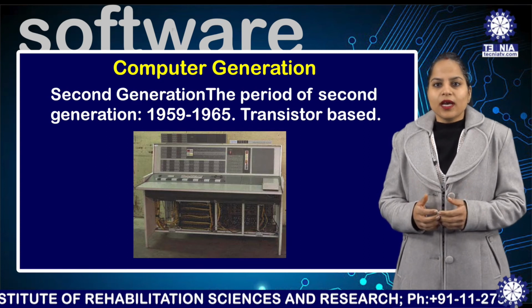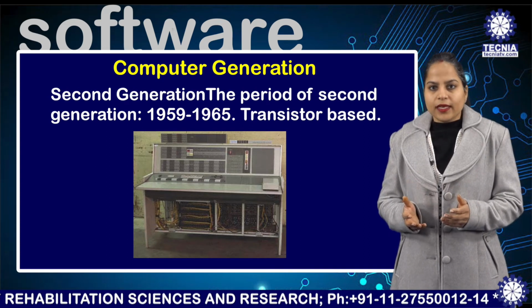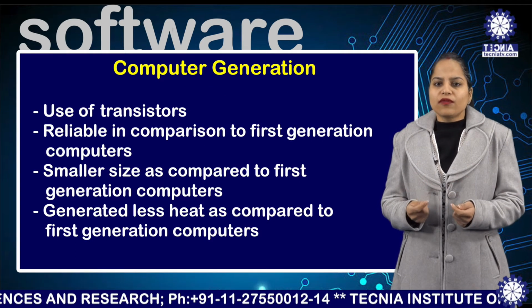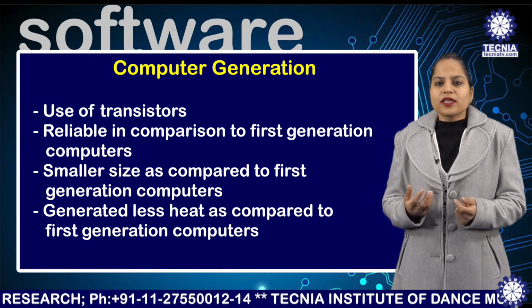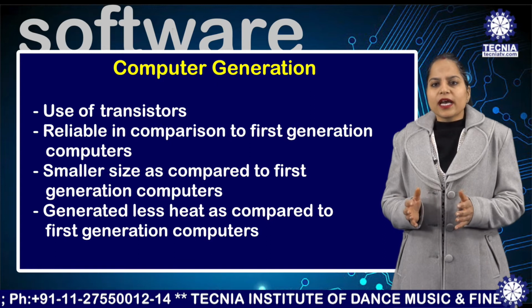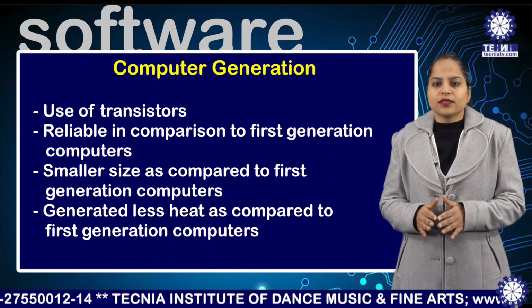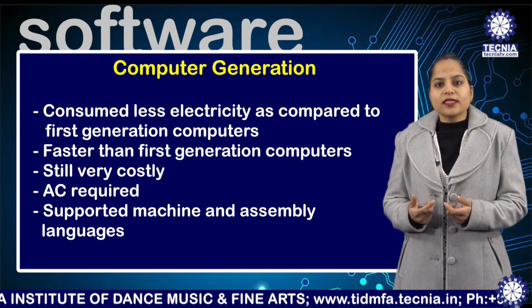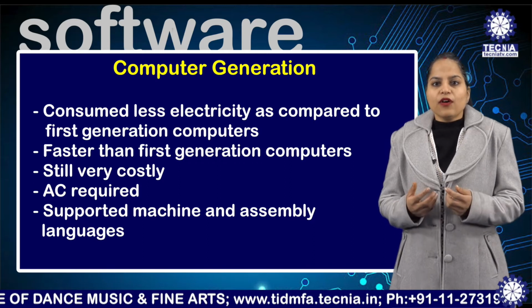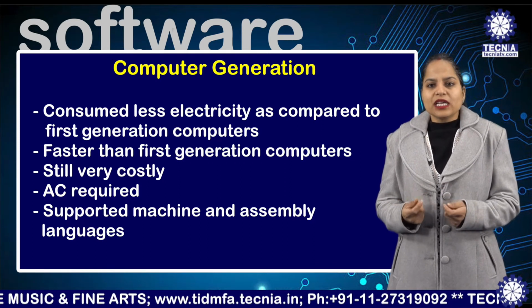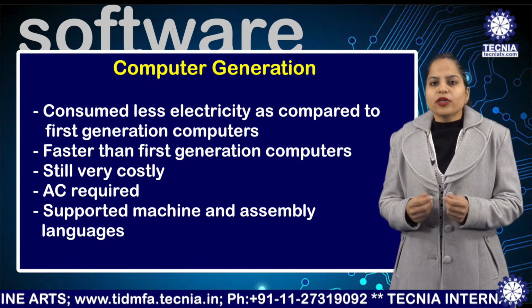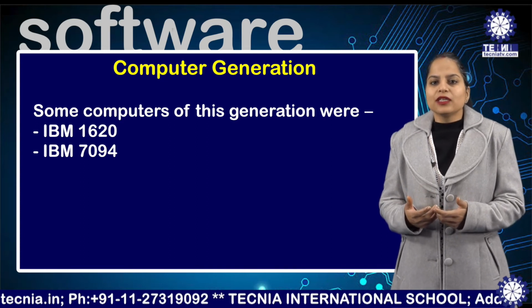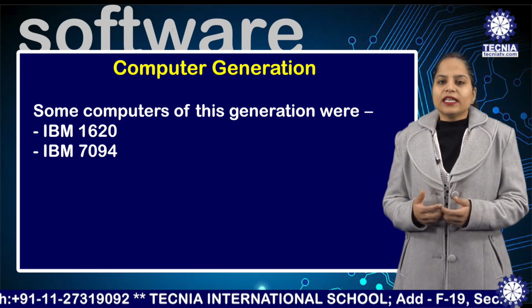Now the second generation started from 1959 to 1965. The main features of the second generation are use of transistors, more reliable in comparison to first generation computers, smaller size, generated less heat, consumed less electricity, faster than first generation computers, still very costly, AC required, and supported machine and assembly language. Some computers of this generation were IBM 1620 and IBM 7094.